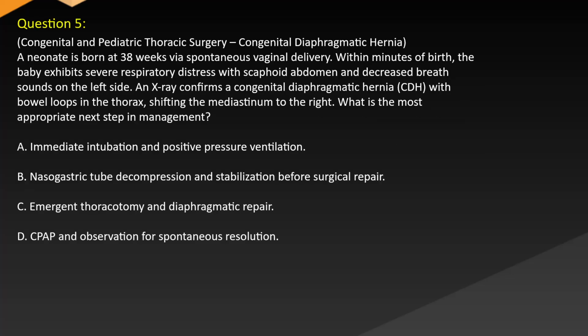Question 5. Congenital and pediatric thoracic surgery. Congenital diaphragmatic hernia. A neonate is born at 38 weeks via spontaneous vaginal delivery. Within minutes of birth, the baby exhibits severe respiratory distress with a scaphoid abdomen and decreased breath sounds on the left side. An X-ray confirms congenital diaphragmatic hernia (CDH) with bowel loops in the thorax, shifting the mediastinum to the right. What is the appropriate next step in management?